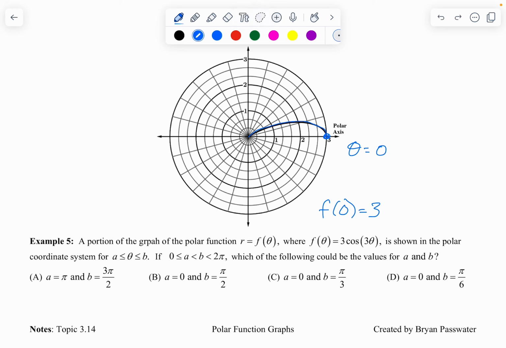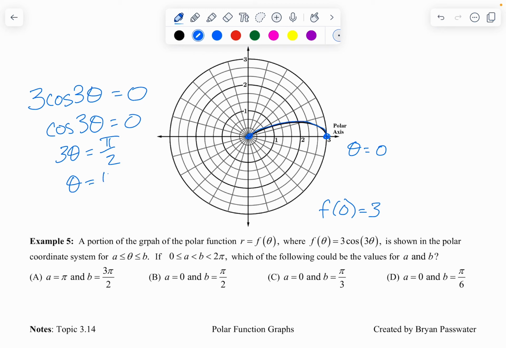So the next thing, what I want to know is, when did I get to the pole the first time? Well, I got to the pole the first time when 3 cosine of 3 theta was equal to 0. The first positive time, divide by 3, I have cosine of 3 theta equals 0. When does cosine equal 0? So we're thinking back to our unit circle. Cosine is the x. It's equal to 0 at pi over 2. There are infinitely many answers, but that's the first positive one, and that's what I want. And so I'm going to divide by 3 or multiply by 1/3, and that gives me pi over 6.